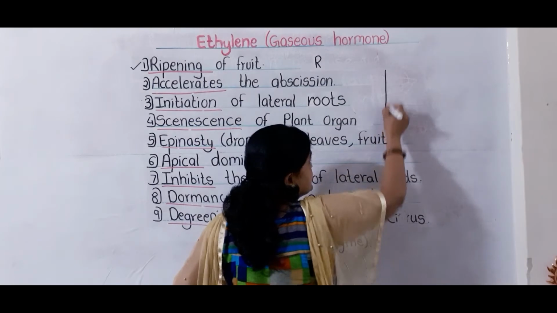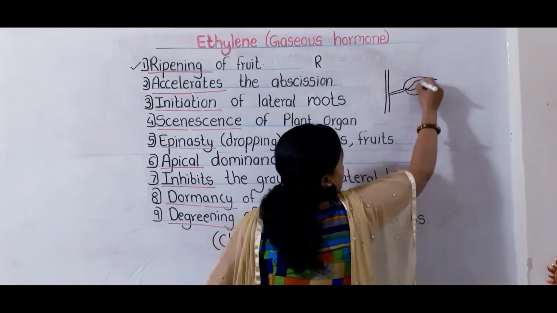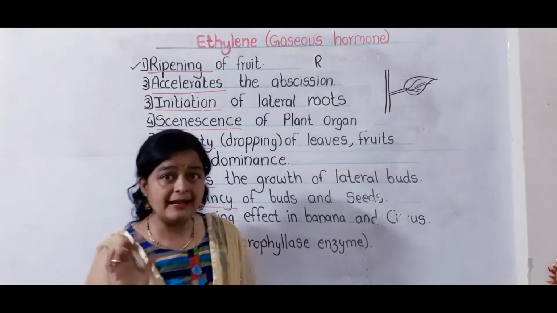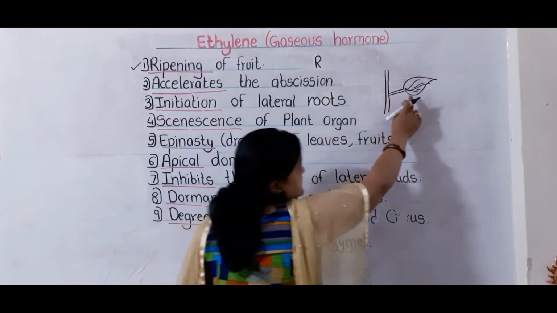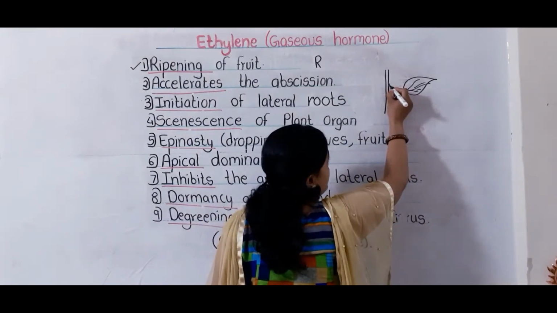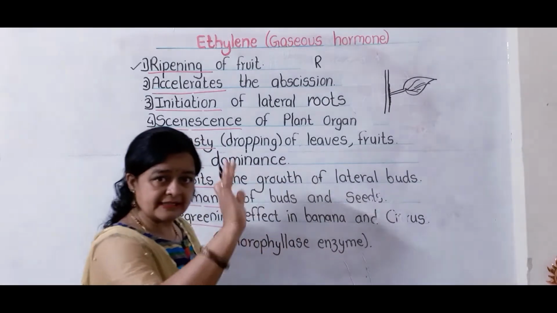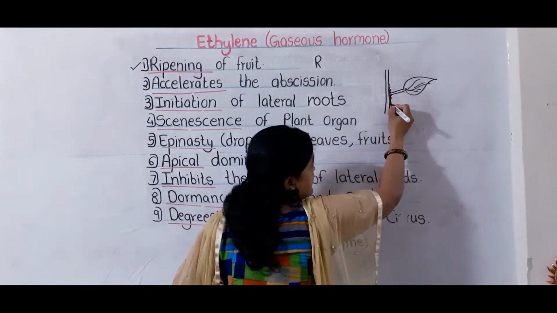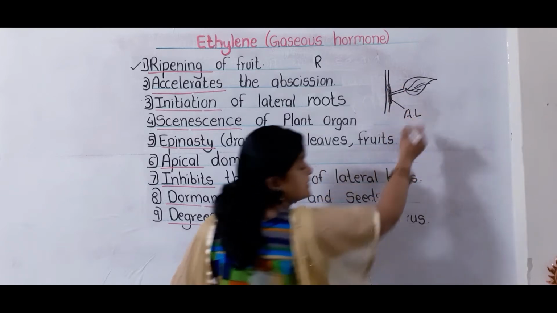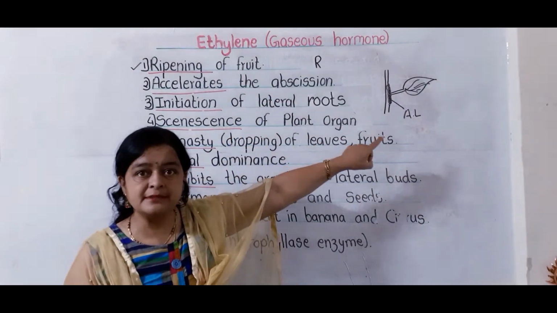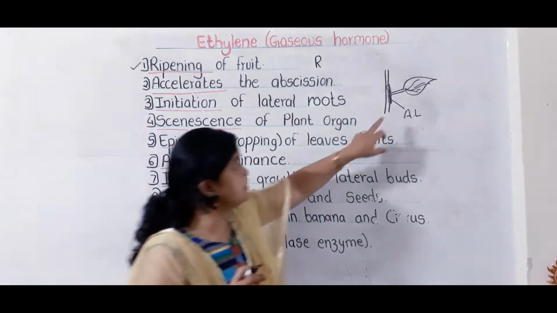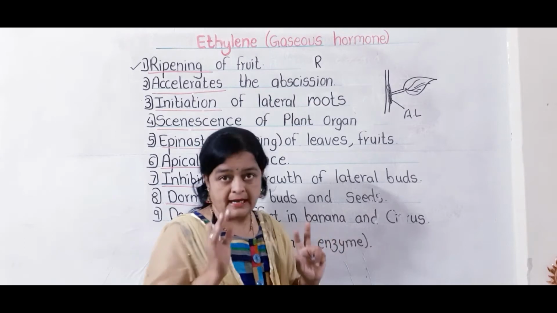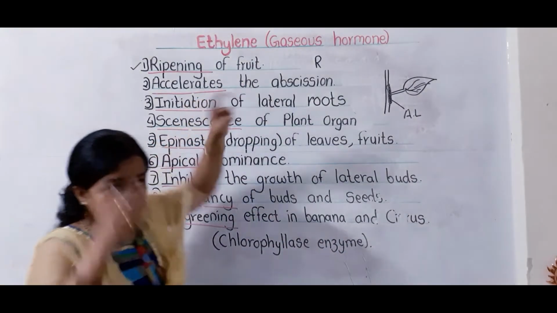I'll tell you. Suppose this is a plant, and this is a leaf. When this leaf becomes mature, naturally it is going to fall. Before falling, many times you might have seen it become yellowish in color. When aging, senescence, takes place and the leaf is fully mature, ethylene results in the formation of one layer. This layer is formed at the base of the leaf and is called the abscission layer. Because of this abscission layer, there is falling of fruit, leaf or flowers. So it accelerates, or speeds up, the process of abscission.